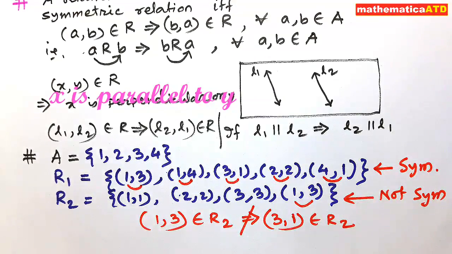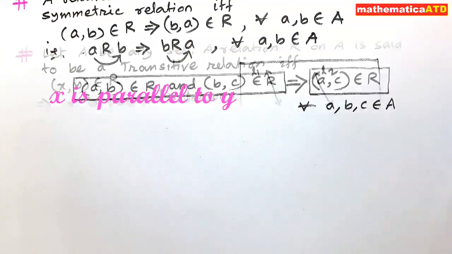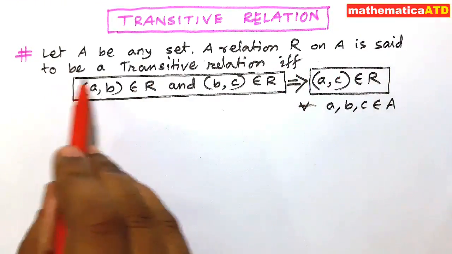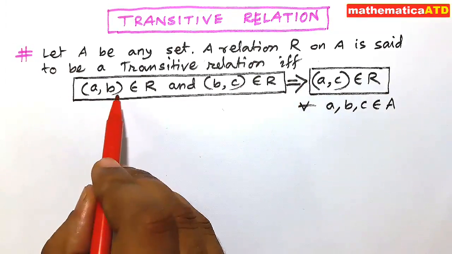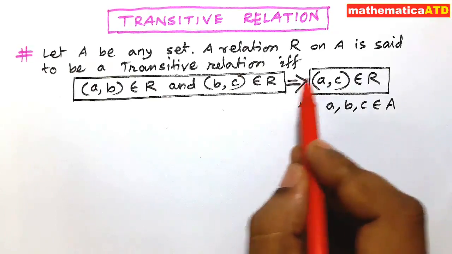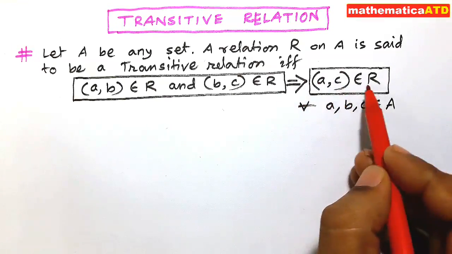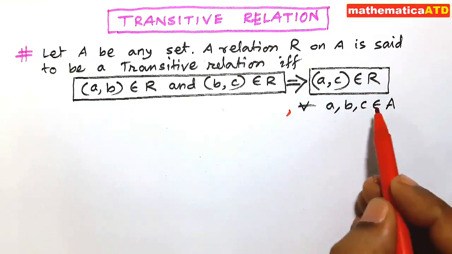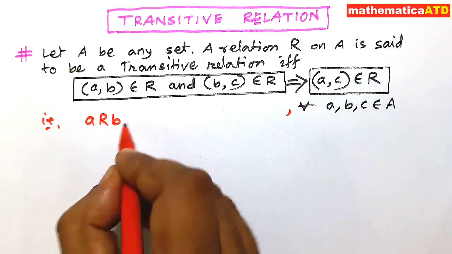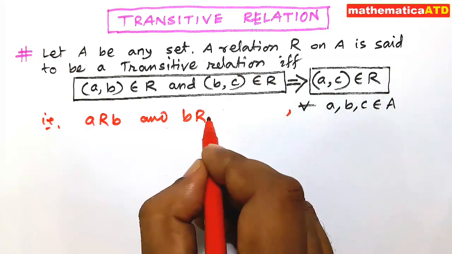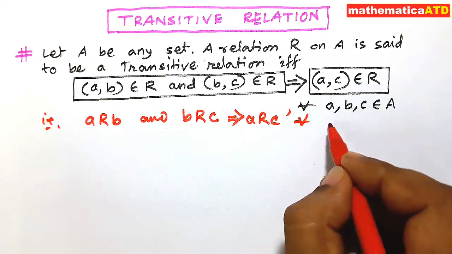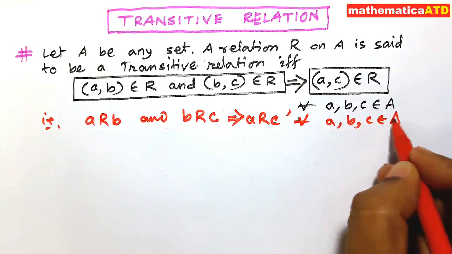Okay. Next we shall study transitive relations. Transitive relation. Let A be any set. A relation R on A is said to be a transitive relation if and only if (a, b) belongs to R and (b, c) belongs to R implies that (a, c) belongs to R for all a, b, c belonging to A. That is, a is related to b and b is related to c implies that a is related to c, for all a, b, c belonging to A.